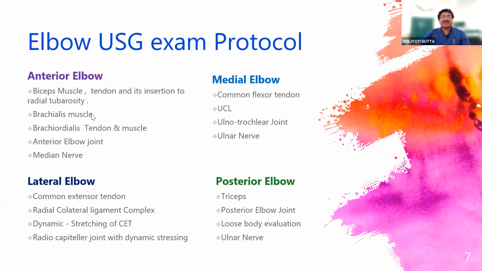Okay, next we need to evaluate the brachialis muscle, that is the largest muscle. In fact, in most of the areas of the anterior elbow we will be able to see the brachialis muscle. Then we need to see the brachioradialis tendon and the muscle. Here at the elbow joint, we will be seeing mostly the brachioradialis muscle and only a small part of the tendon. Next, we need to check the anterior elbow joint. The parts I have already told you, especially the radiocapitellar joint or the ulnotrochlear joint, that part we need to evaluate.